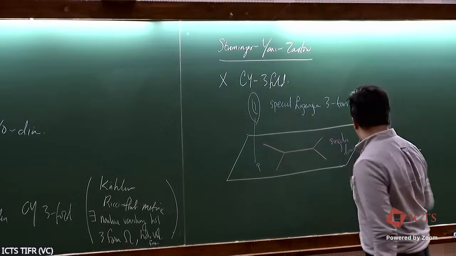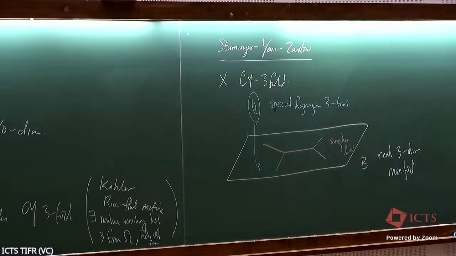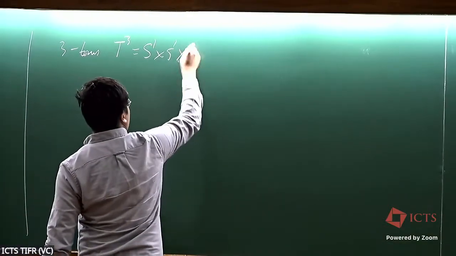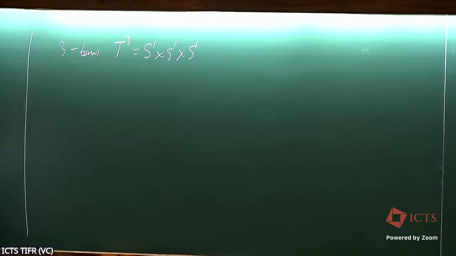That's a lot of words, so I ought to define these words. I'll start with the easiest part. By 3-torus, I actually mean the 3-torus. Let me say T3 is S1 cross S1 cross S1. So you can see that the dimensions add up: real dimension 3 in the fiber, real dimension 3 in the base.